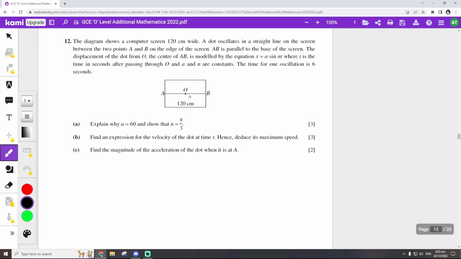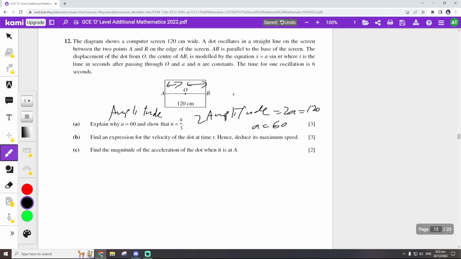Well, the displacement, this is the amplitude, right? And we can clearly see that there are two amplitudes, and it's 120. So two amplitudes, which is 2A, is 120. So therefore A is 60. And n is pi over 3.